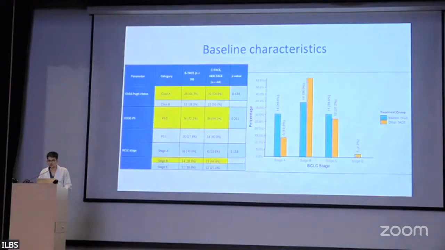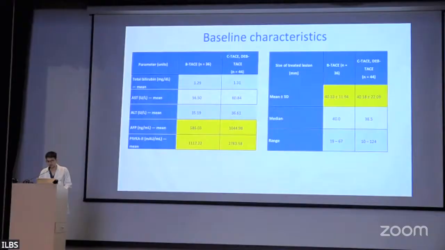Child-Pugh status A was most common. In the balloon TACE group it was 66%, while in the conventional TACE DEB TACE group it was 50%. Performance status 0 was 72% in the balloon TACE group, while it was 60% in the CTACE DEB TACE group. And BCLC stage B was 39% in the balloon TACE group, while it was 56% in the CTACE DEB TACE group.